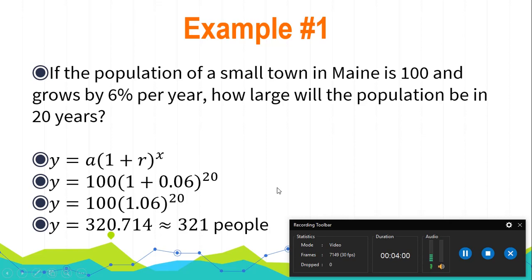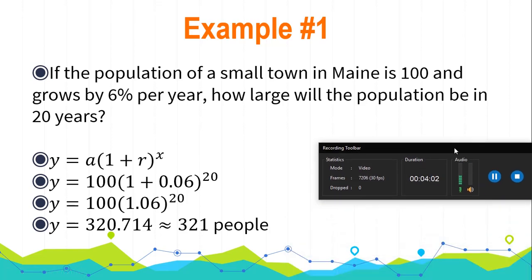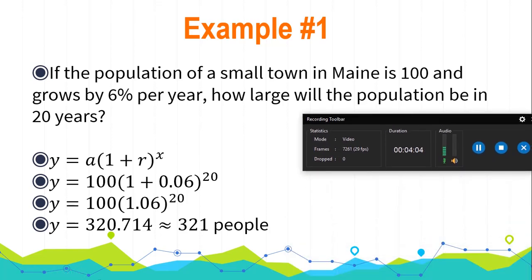We do want to round our answer according to the problem. So normal rounding rules tell me that I need to go up. So this will say we'll have about 321 people in that town of Maine after 20 years.